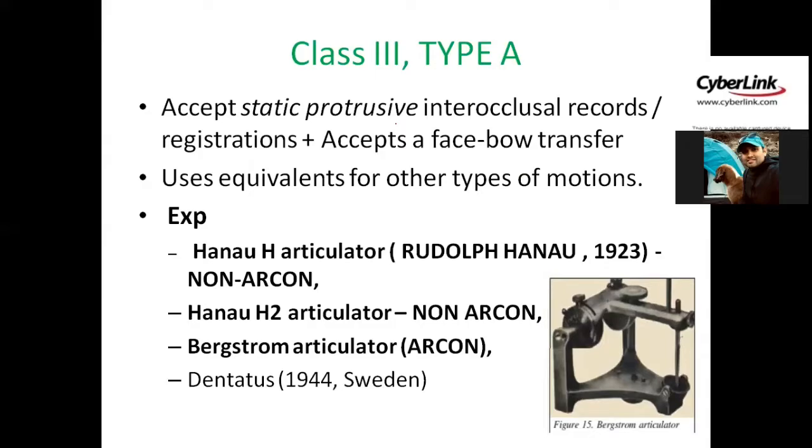So class 3 type A is somewhat advanced because it accepts static protrusive intraocclusal record registration and accepts Facebow transfer, and uses mechanical equivalents for other types of motion, except the static protrusive intraocclusal record. The examples are Hanau H articulator, which is non-Arcon. We will discuss later on what we mean by Arcon and non-Arcon. You must remember these points: Hanau H2 articulator, non-Arcon, Bergstrom articulator, Arcon, and Dentatus, right?